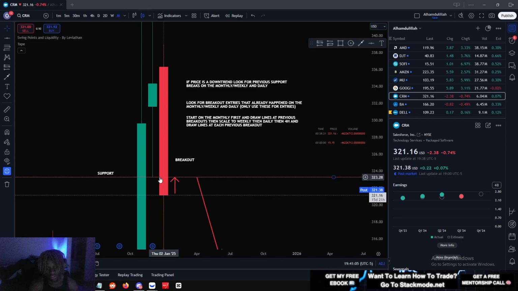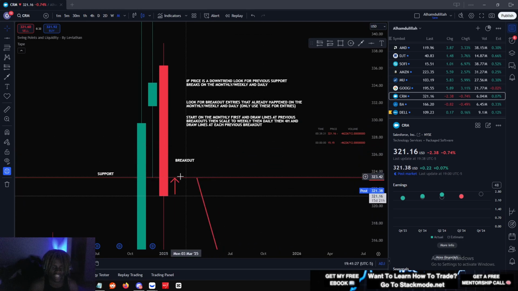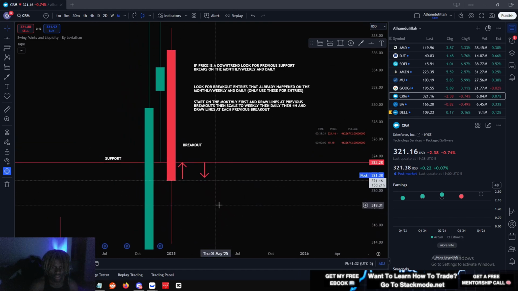So instead of being like, oh man, I missed the breakout, there's no such thing as missing. So we start off on the monthly, and you're always going to draw a line at the previous breakout that happened. If price is underneath, you're going to want to only play breakouts that happened previously. So they're always going to be above you. And then what you're looking to do is pull it up and then take it right back down. That's going to be the goal. So you're looking for the pull back up for a short setup.